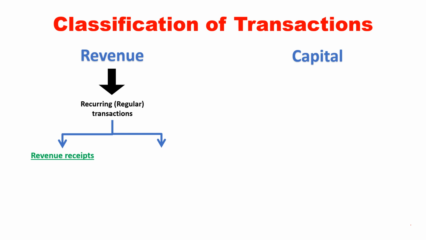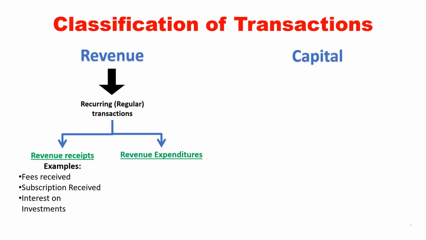Revenue transactions can be classified as revenue receipts and revenue expenditure. Examples of revenue receipts are fees received, subscriptions received, interest on investment. These receipts are generally received at least once in a year. Next one, revenue expenditures. Revenue expenditures are regular expenditures of the business organization. These are generally paid at least once in a year. For example, salary paid, rent paid, printing and stationery expenses, interest on loan.